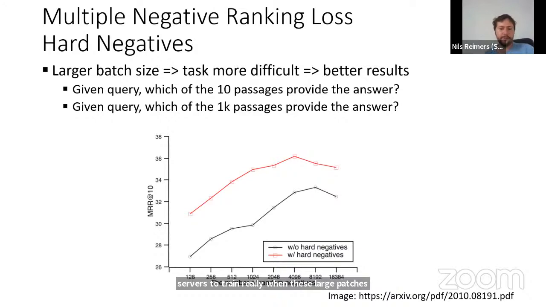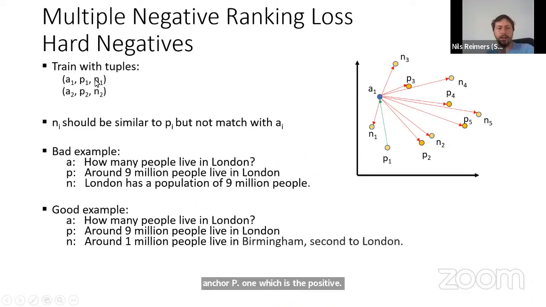And the other option to make it better is to use hard negatives. This is the red line. We see a nice jump in performance if we go from training without hard negatives to training with hard negatives. And this is a hard negative for A1. So the N's should be similar to the P, but they should not match with A.